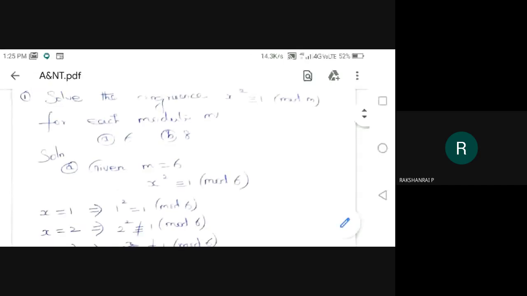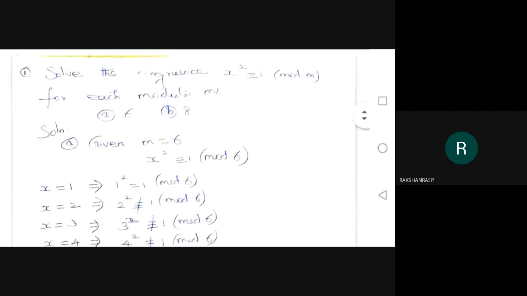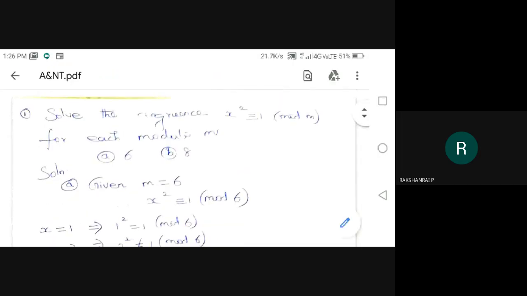Solve the congruence x square is congruent to 1 mod m for each modulo m. Here the first mod value is 6 and the second mod value is 8. So the given congruence x square is congruent to 1 mod m, where the first m value is taken as 6. So we are going to solve x square congruent to 1 mod 6. We are going to find the solution by the trial and error method.